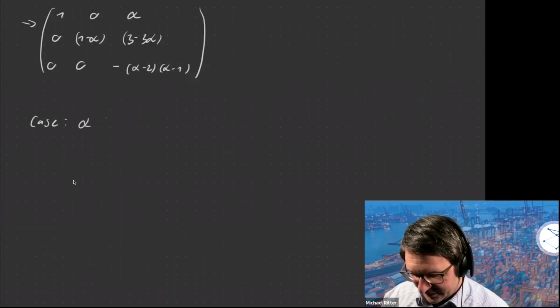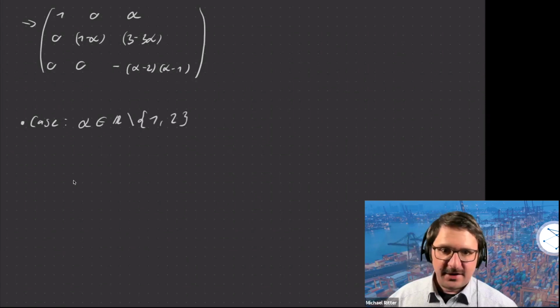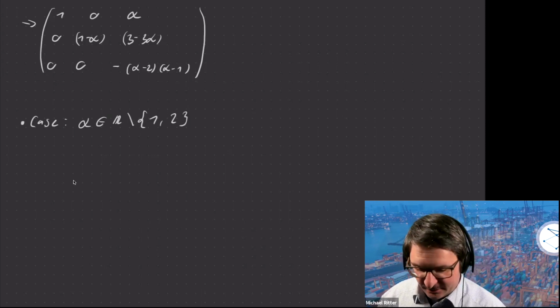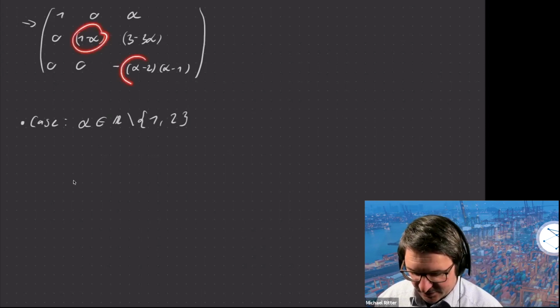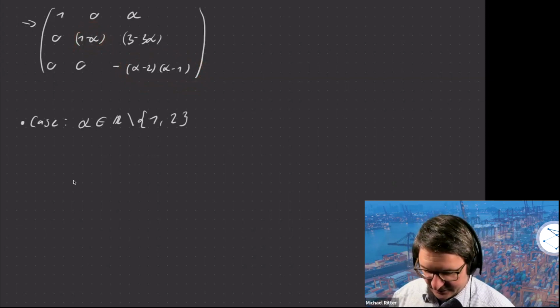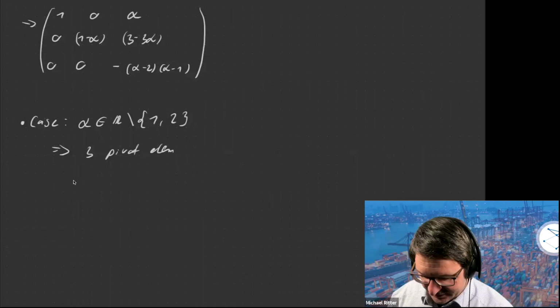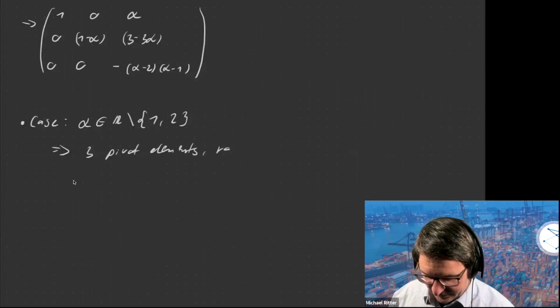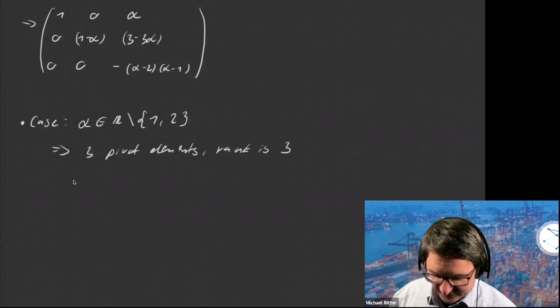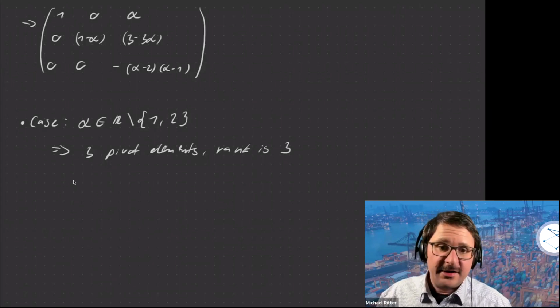First case, alpha is in the reals, but not 1 or 2. If that's the case, then 1 minus alpha is not 0. And this expression is also not 0. So we have 3 pivots. The rank is 3. So that means 3 pivot elements. Rank is 3 of that matrix. And that means there is a unique solution.